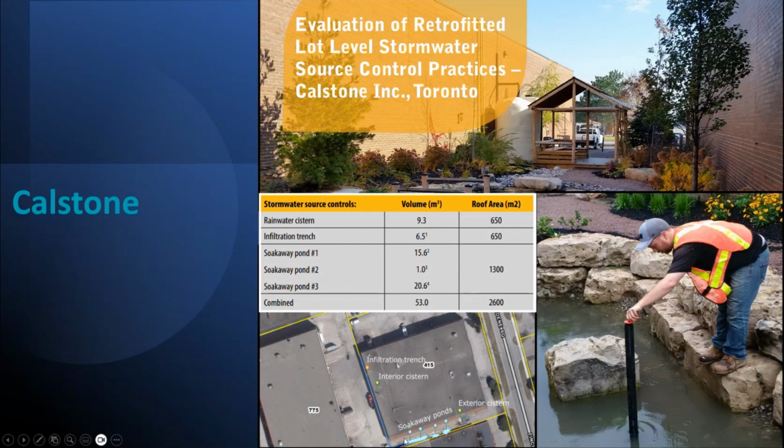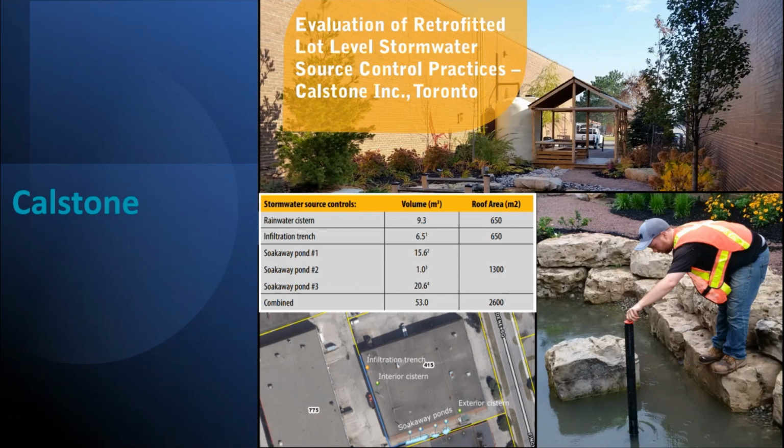So we can see this is the area that was underutilized, a little throughway or driveway to their back parking lot. And they adopted this idea of having infiltration trenches, an interior system in their building, soak-away ponds, and an exterior cistern, which we can see pictured here. The idea was the reduction of runoff being sent to storm sewer and having water to be reused.